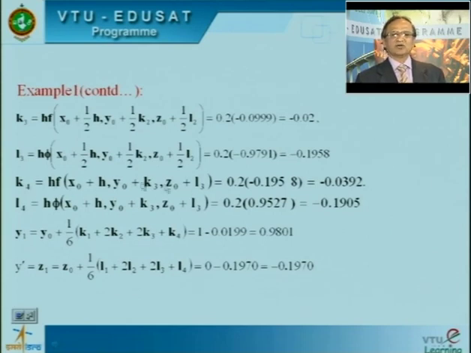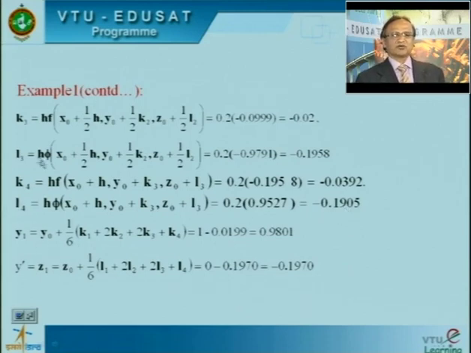How do we calculate K4? The formula is known. All these values are known. I will substitute in the given function and simplify. So, you will get minus times of 0.0392. Similarly, L4 is equal to, the formula is known, these values are also known. I will substitute the numerical values, then I can obtain a numerical value minus times of 0.1905.